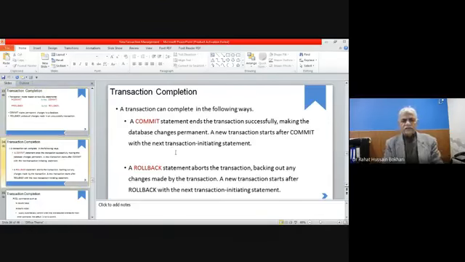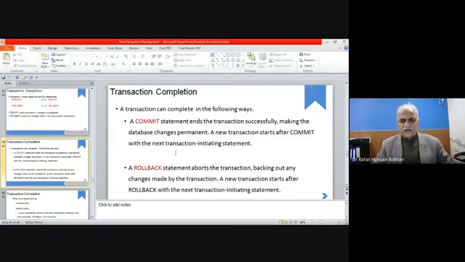So a transaction can complete in the following two ways: a commit statement ends the transaction successfully, making the database changes permanent. A new transaction starts after commit with the next transaction-initiating statement. So if they are all executing properly in serial order and serializability is ensured, then there might be no problem.